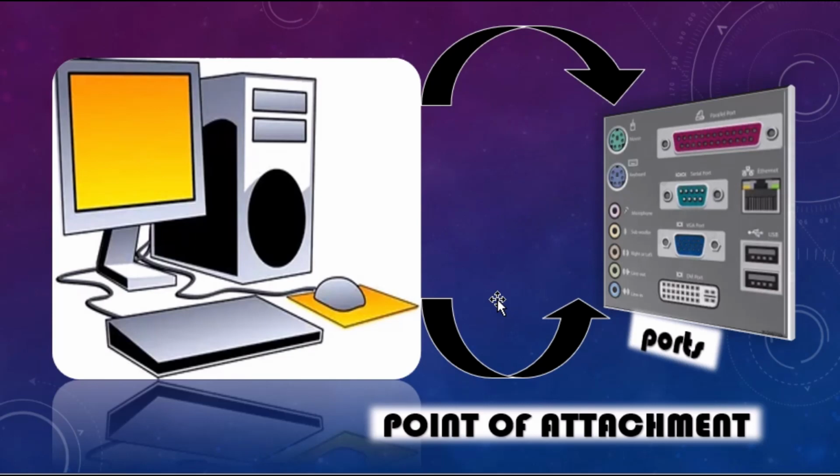Now, the ports are the point of attachment. They are the point of connection between the computer and its peripheral devices. Some of the common peripheral devices we know are the mouse, the keyboard, the monitor, the display unit, printers, speakers, and flash drives. Those are some of the peripheral devices we know.